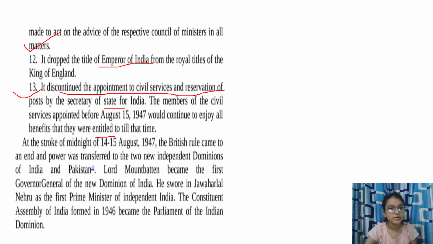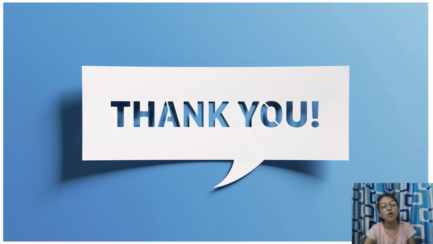At the stroke of midnight of 14-15 August 1947, the British rule came to an end. The power was transferred to the new independent dominions of India and Pakistan. Lord Mountbatten became the first Governor General of the new Dominion of India. He served with Jawaharlal Nehru as the first Prime Minister of independent India. So this name you need to remember. The Constituent Assembly of India formed in 1946 became the Parliament of the Indian Dominion. So this is how India was formed, how the British ruled over us, and what the changes were.